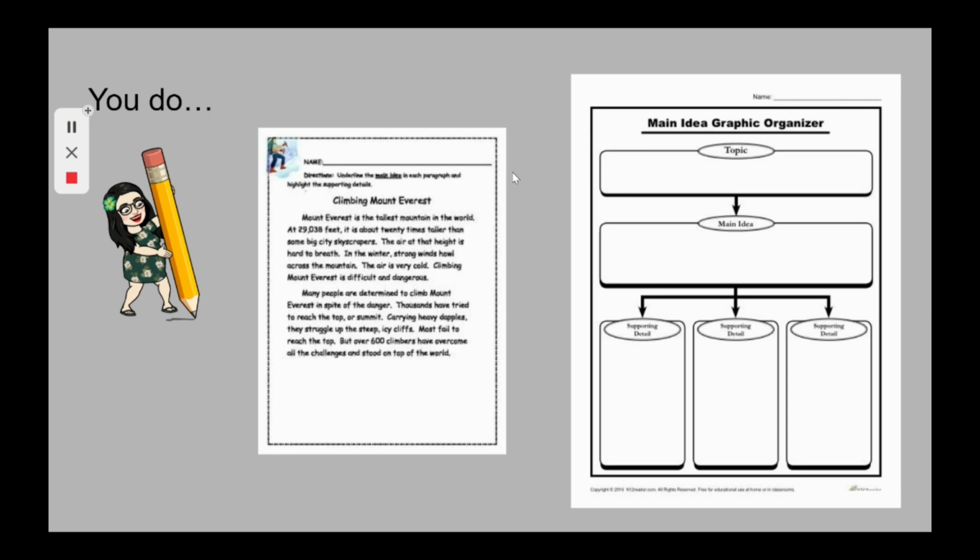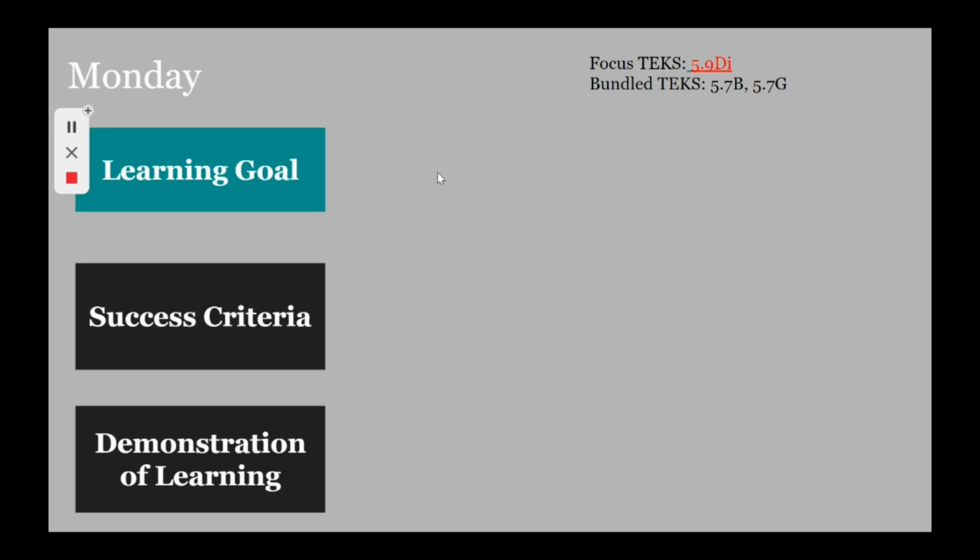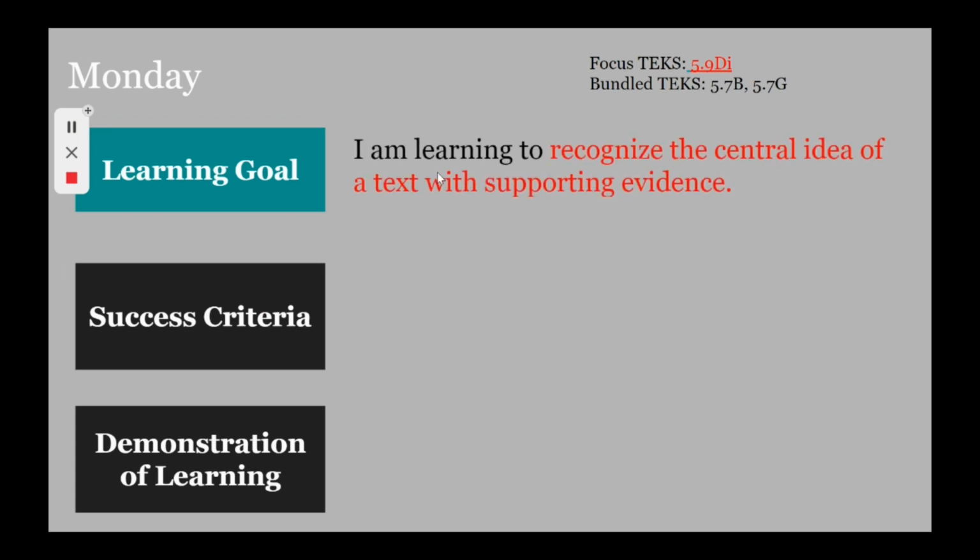So on their own, the same thing, you give them the graphic organizer where they identify the topic. Then they're going to write the main idea here and 3 supporting details about it. So then the next day, on Tuesday, again, you review again, what are you doing?